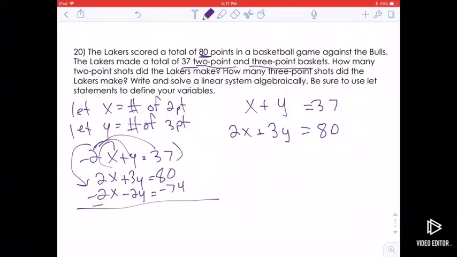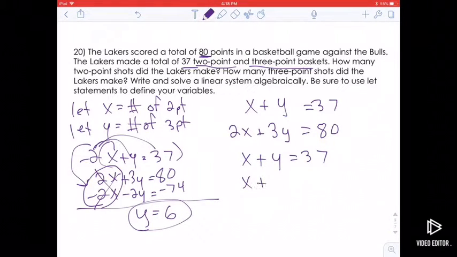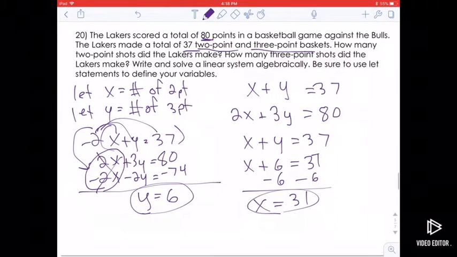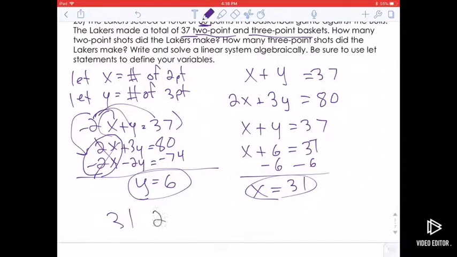Now I add downwards. 2x and negative 2x cancel out. 3y minus 2y is y. 80 minus 74 is 6. So y equals 6, which means 6 3-pointers. And I have to plug y into one of the originals. The easier one to use is the top one. Subtract 6 from both sides. X equals 31. For a system word problem here, I should say 31 2-pointers and 6 3-pointers in order to get full credit there.